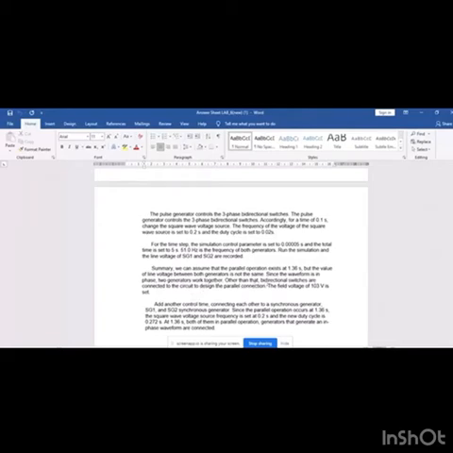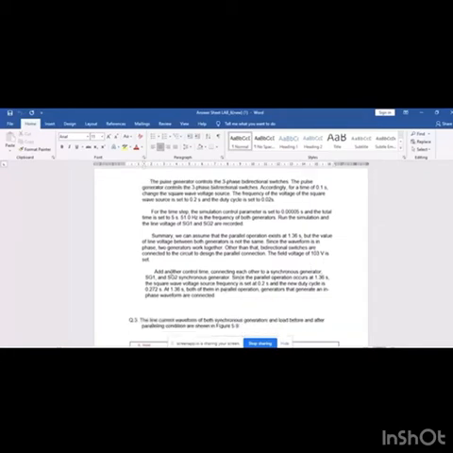Other than that, bidirectional switches are connected to the circuit to design the parallel connection. The BF of the BF is 0.3 volt is set. Lastly, add another control line connecting each other to synchronous generators SG1 and SG2.